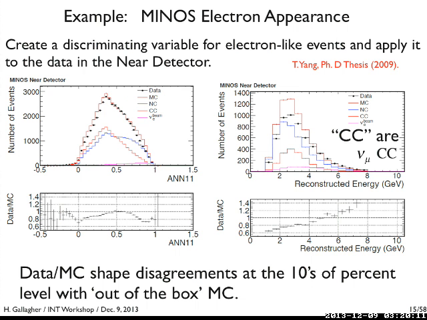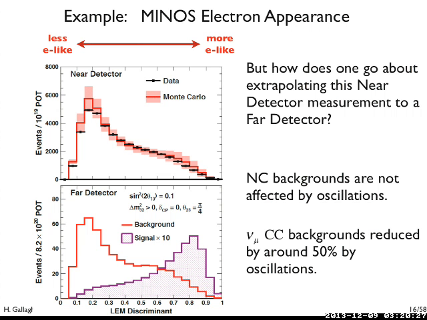And just in case I fall into this, in these kinds of plots, if you see something labeled CC, what that means is muon neutrino charged current events that are a background to electron neutrino charged current appearance. Okay. All right, so let's just do that exact same game. We have a near-far comparison, so we think, okay, we're good, right?